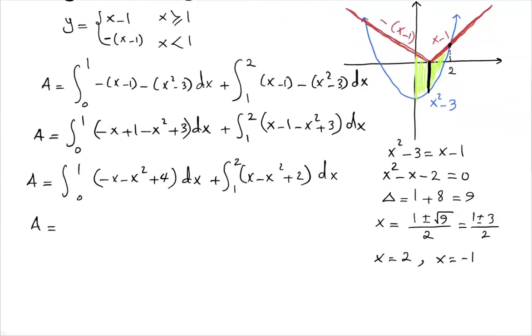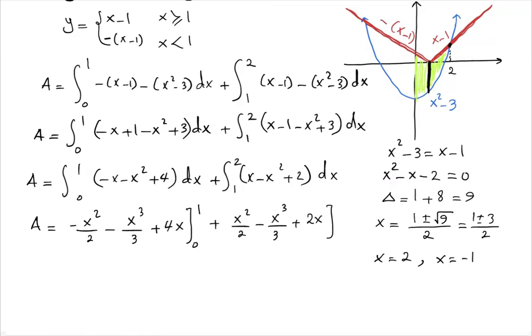So area is equal to the integral of negative x, which is negative x squared divided by 2. The integral of x squared is x cubed divided by 3. And the integral of 4 is 4x, and x ranges between 0 and 1. The same for this one. The integral of x is x squared divided by 2. The integral of x squared is x cubed divided by 3. And the integral of 2 is 2x, and it ranges between 1 and 2.